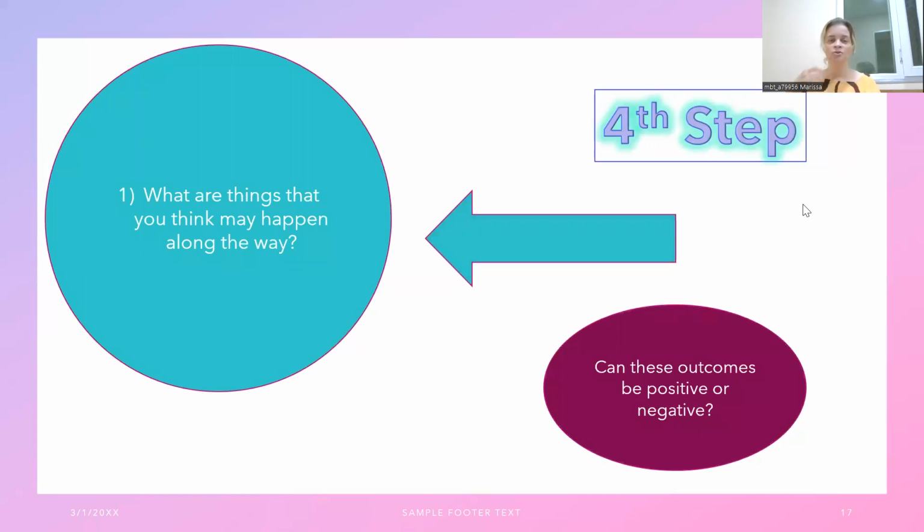Okay? Your fourth step. What are things that you think may happen along the way? Can these outcomes be positive or negative? Of course. You might think, oh God, if I do this, this might happen. Or if I do it this way, this might happen. It's kind of like if you don't want to talk about something, but you slip and you say something, then obviously you're going to have to give an answer to what you said. So know exactly what you are going to say before saying it, right? It's the same mentality here.